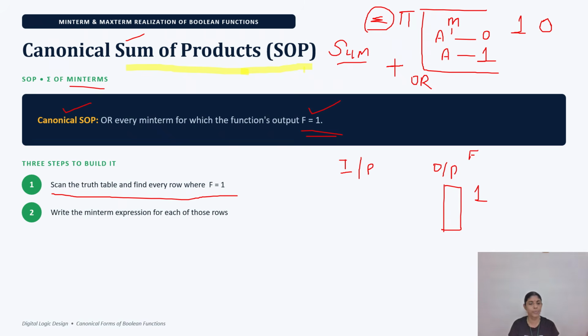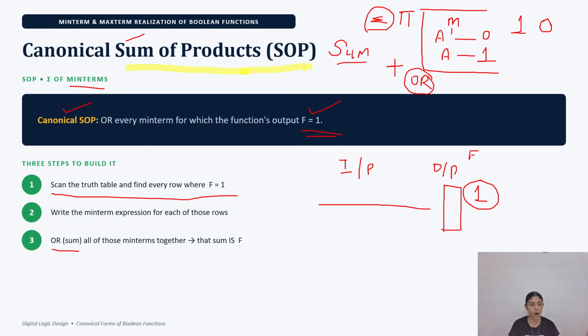Step number 2: write the minterm expression for each of those rows. Wherever f is equal to 1, against that you will have some input values. These input values should be represented in terms of minterms. That is your second step. So what is your third step? OR all of those minterms together. What is meant by OR? OR means it is a sum, so you have to use an OR gate. So sum all of those minterms together, then the sum is capital F.